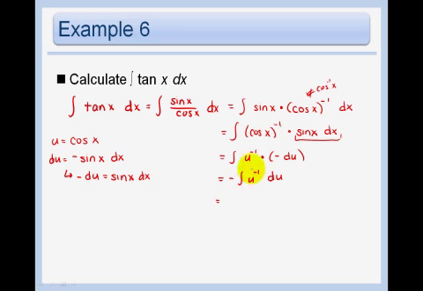What is the antiderivative of u to the negative 1? Remember, if I added 1, I would get 0, and I can't divide by 0. So remember, that's the one that is ln absolute value of u. You must know that one. And u was just cosine.